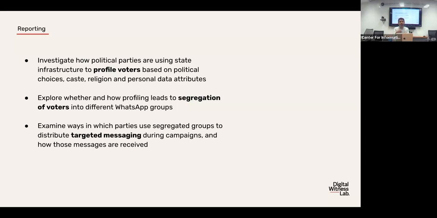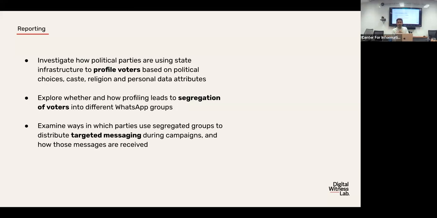But the types of misinformation, profiling and targeting that we're seeing are actually beyond just the elections. There seem to be two tiers of messaging. One is directly from the political parties for the campaigns, and then there are WhatsApp influencers who push content into the groups, which has no official connection to the party, but the messaging is similar, just far more vitriolic.